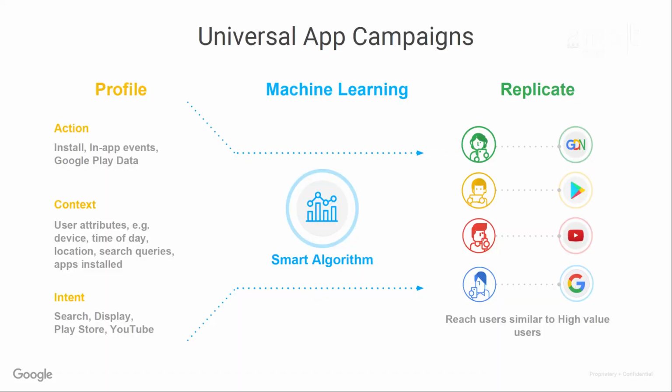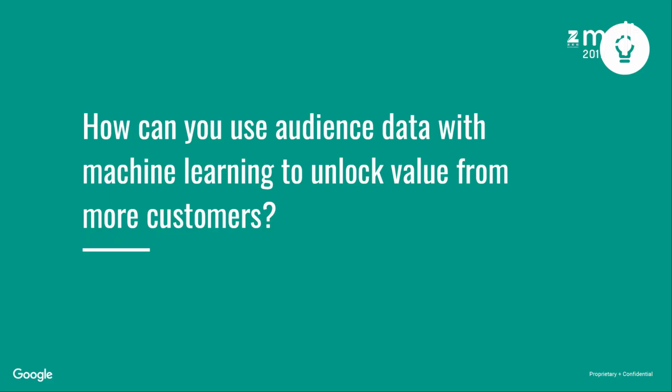How does UAC work? Simple. Don't go by the complicated look of the chart. On the left-hand side, there is a lot of data. In the middle, you have machine learning and the smarts. On the right-hand side, you have engaged users, high-quality installs coming to you across different properties. So how can you use your audience data with machine learning to unlock value from more customers?